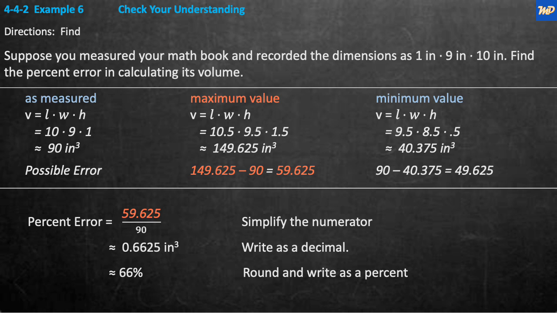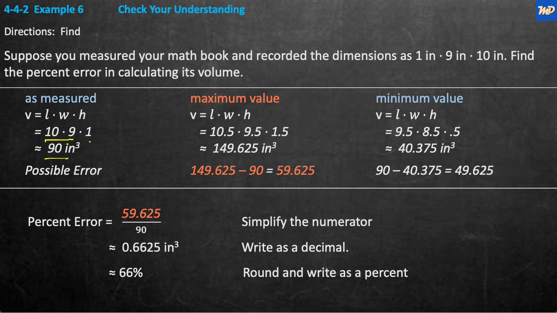Okay, I'm sure that you've done that in your notebook. So suppose you measured your math book and recorded the dimensions as 1 inch, 9 inches, and 10 inches. Find the percent error in calculating its volume. So the same steps we used in the last slide. Length, width, and height. So I have the length of the book is 10, the width is 9, and the height is 1. I'm calling the thickness of the book the height, like it's laying on its back, right? So 9 times 10 times 1 is 90 inches cubed. It says approximate, but it's not even approximate. It's exactly that amount, but it doesn't matter.